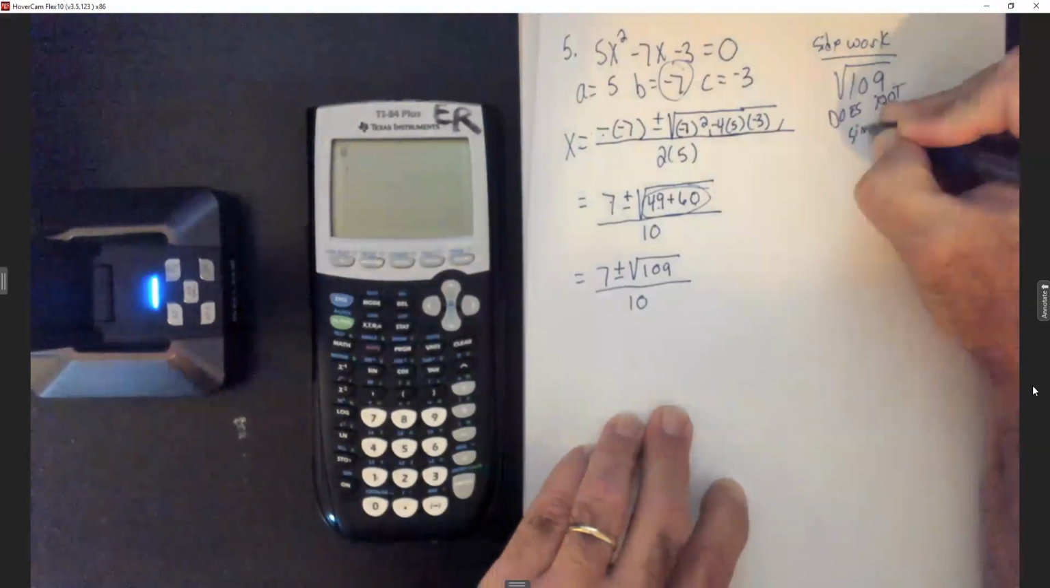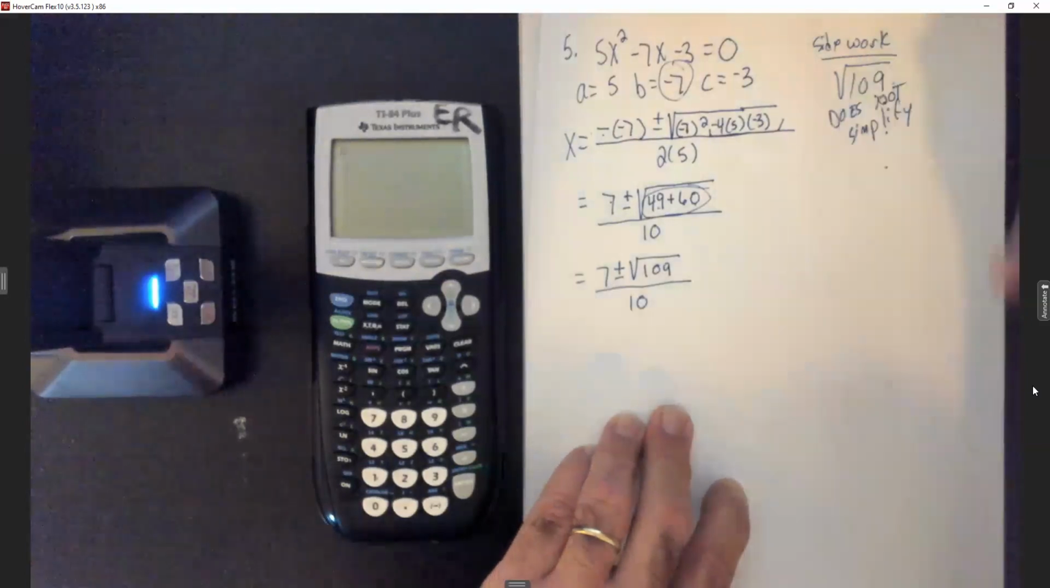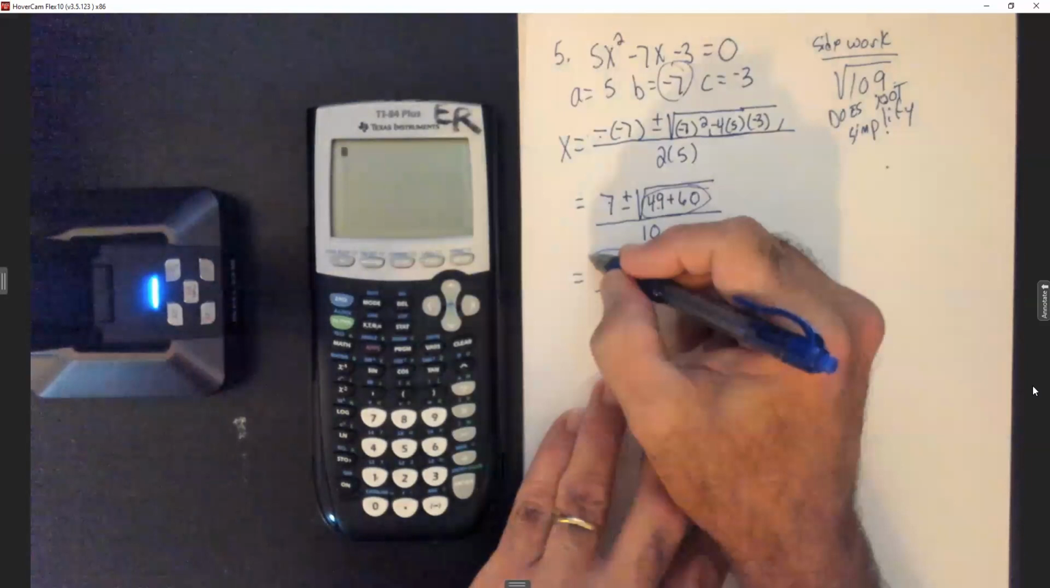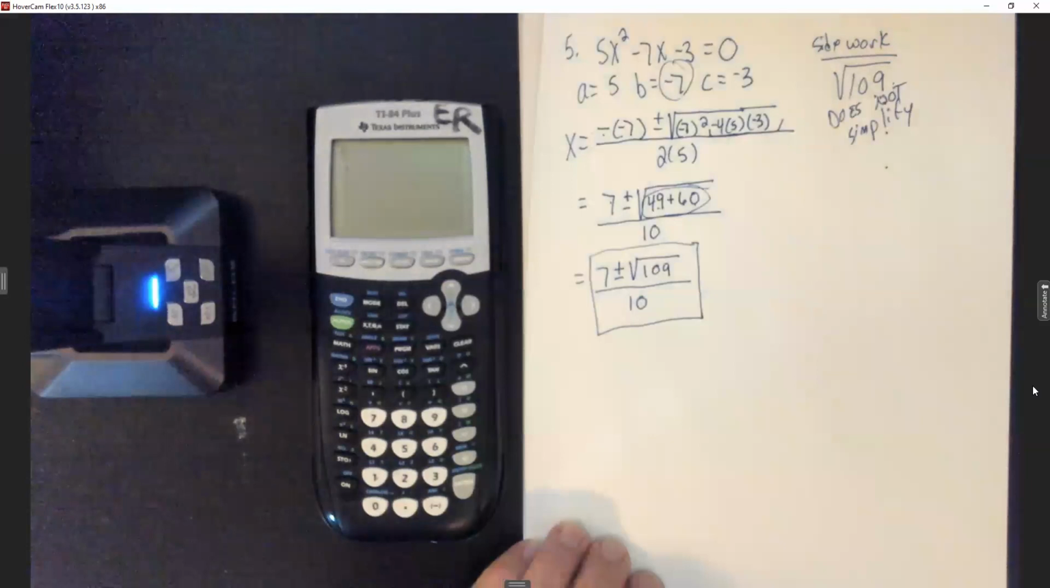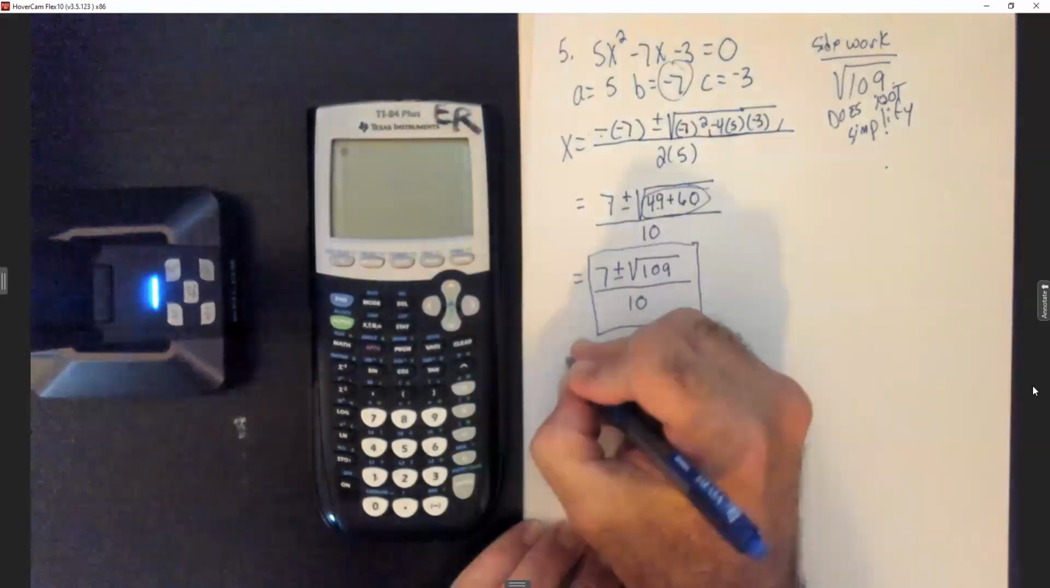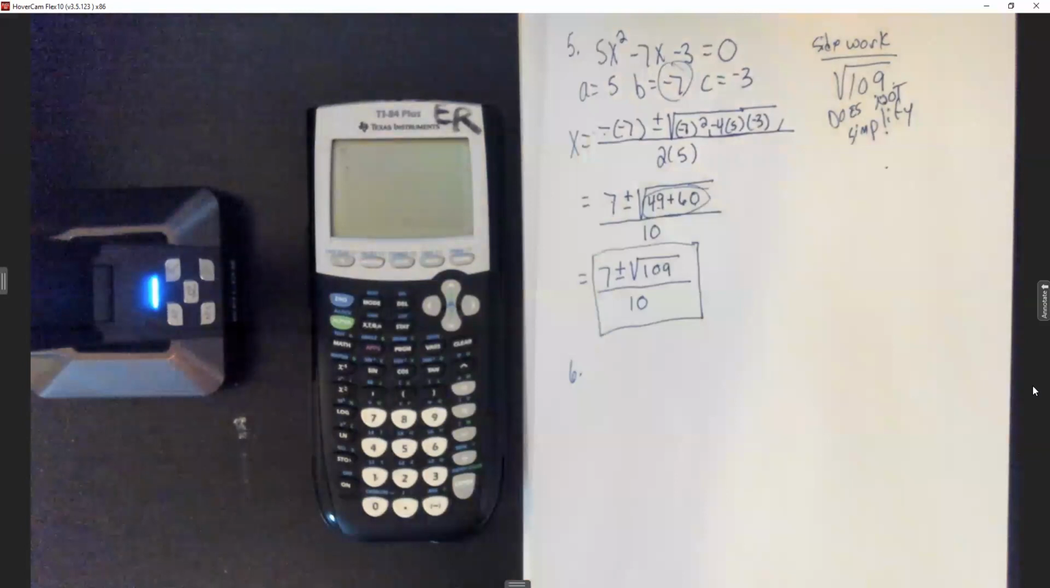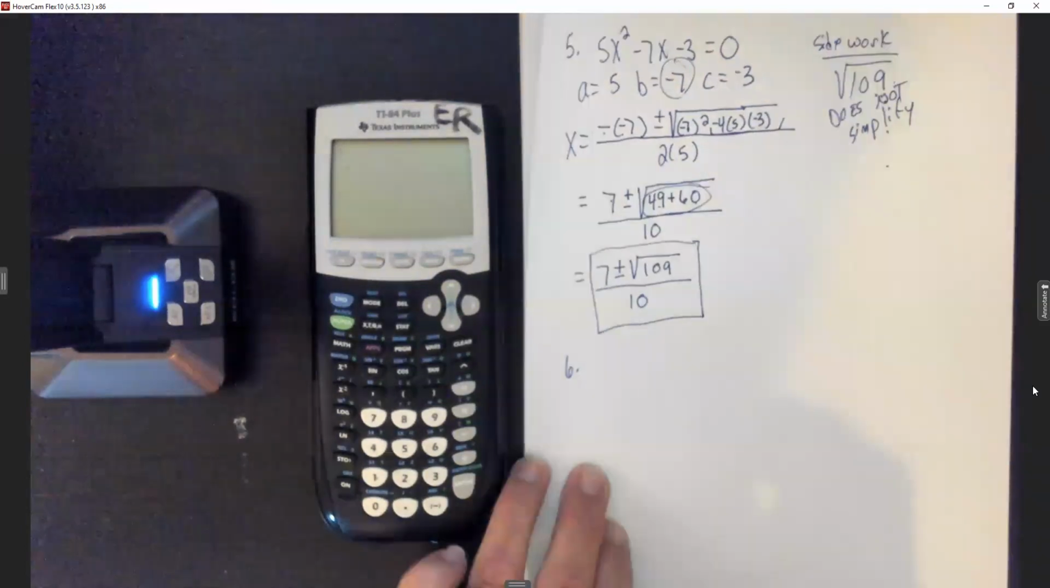So your final answer is 7 plus or minus square root of 109 over 10. Now, I will say, you don't have to download that calculator program if y'all like doing these by hand. They're not too bad, right?